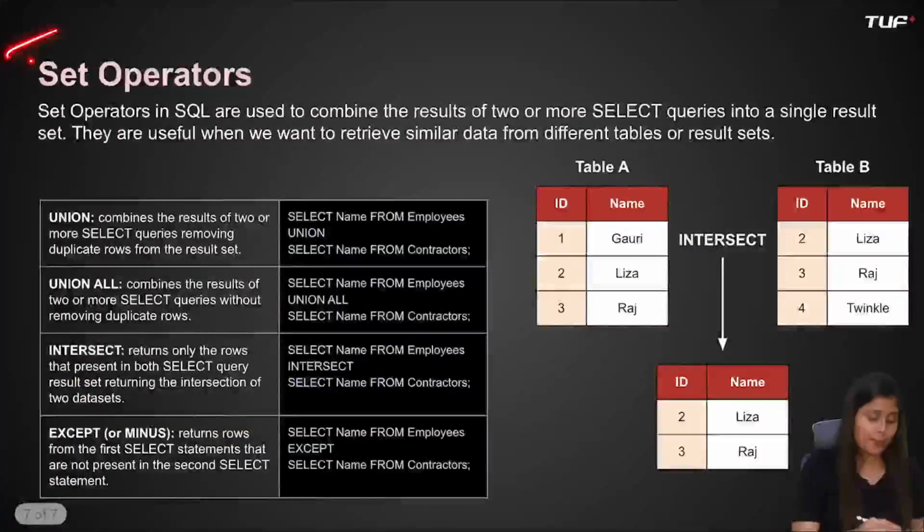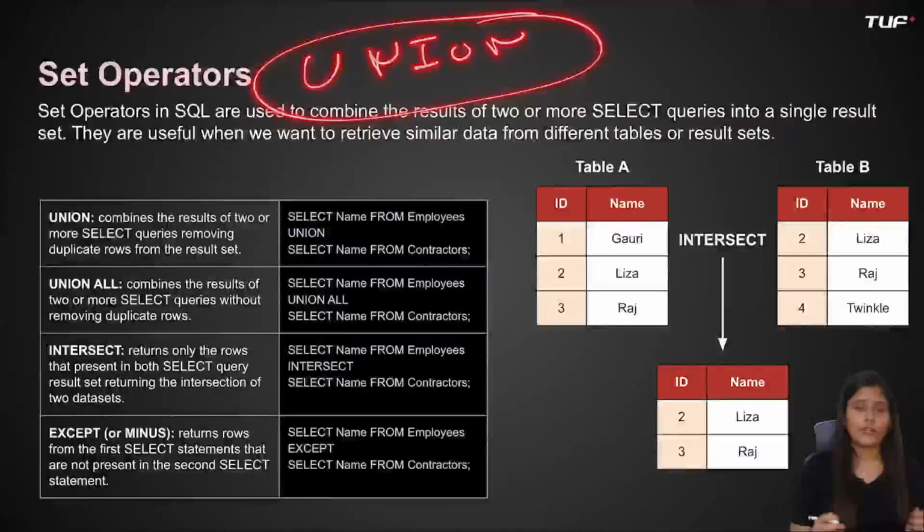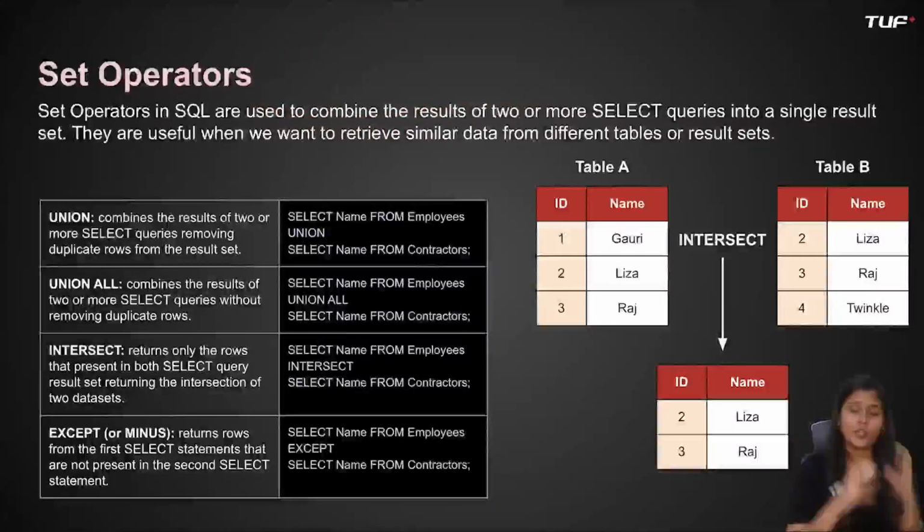Now next is set operator. Set operator is basically when we are performing operations on combinations of data. So either union, intersection, union all, and all types.